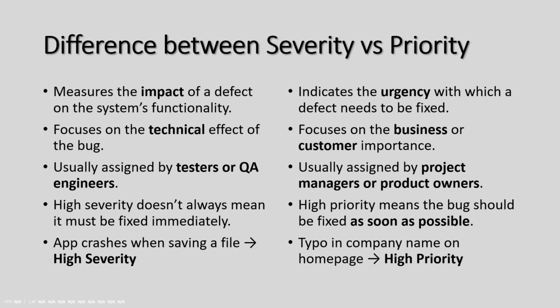Whereas on the priority call, the company name is the most important because the company name is required when we are trying to sell our products. So the company name is more important. That is the reason it plays the highest priority over the highest severity. So this is the difference between severity and priority. Hope you understand this session.